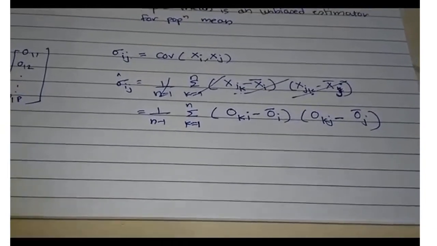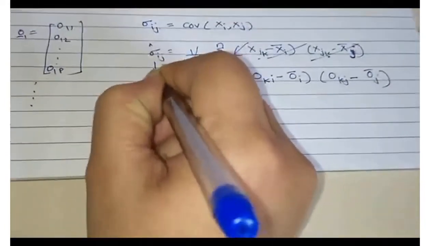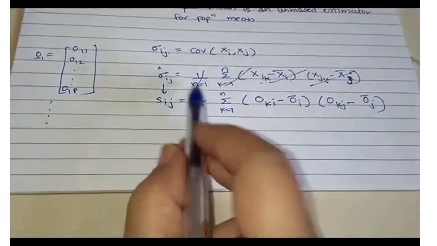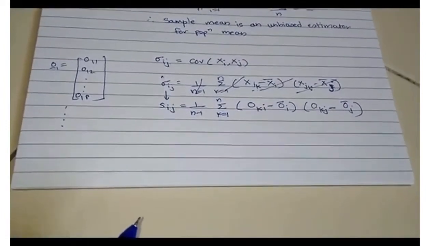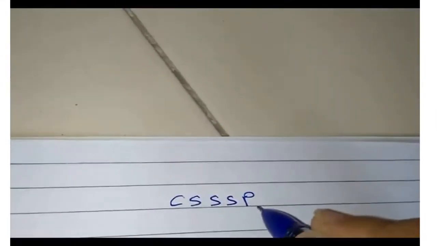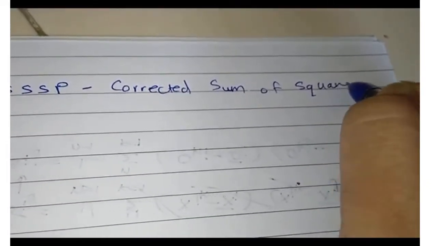Now, what do I know? I know that this sigma i hat j hat is actually unbiased for sigma ij. So we generally denote this by Sij. So we know that this Sij is unbiased for this. So can we have something similar in the vector setup or in the multivariate setup? So for that, let us first define a matrix called the CSSSP matrix. What is meant by this? This is corrected sum of squares and sum of products.